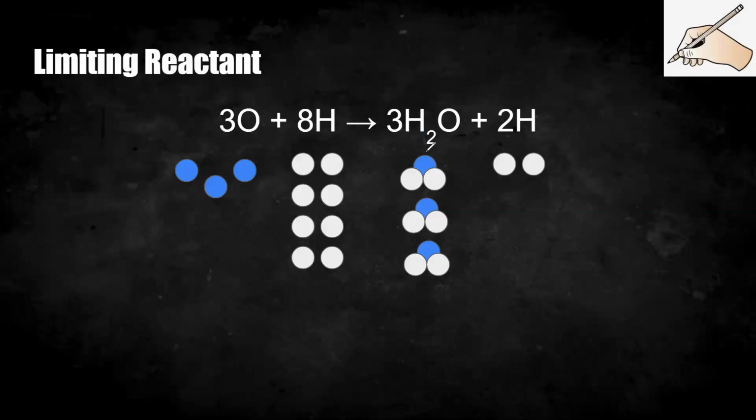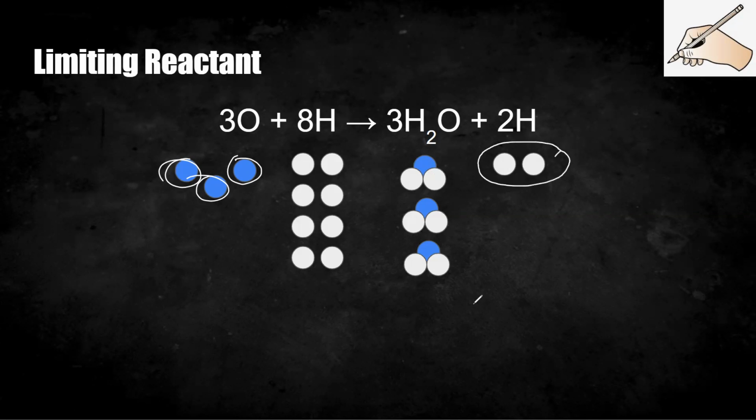So the limiting reactant in this case is our oxygen. So again, we can use our oxygens to make those into water molecules, and then we've got plenty of hydrogens. So many that we actually have some left over. So anything that you have left over is our excess reactant. And whatever you run out of first is our limiting reactant.